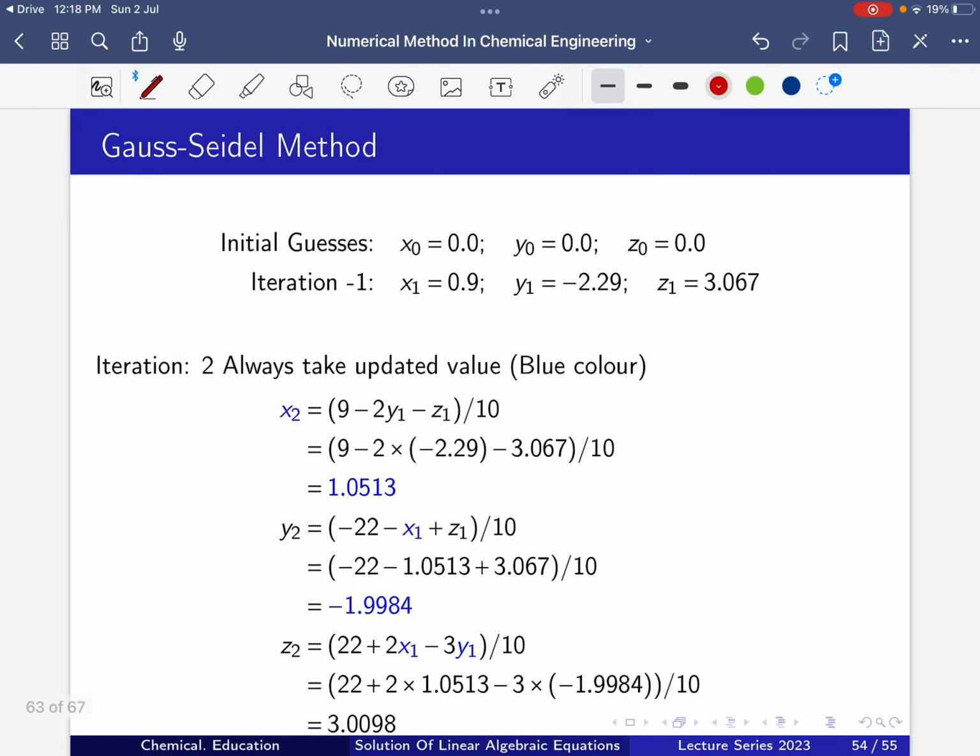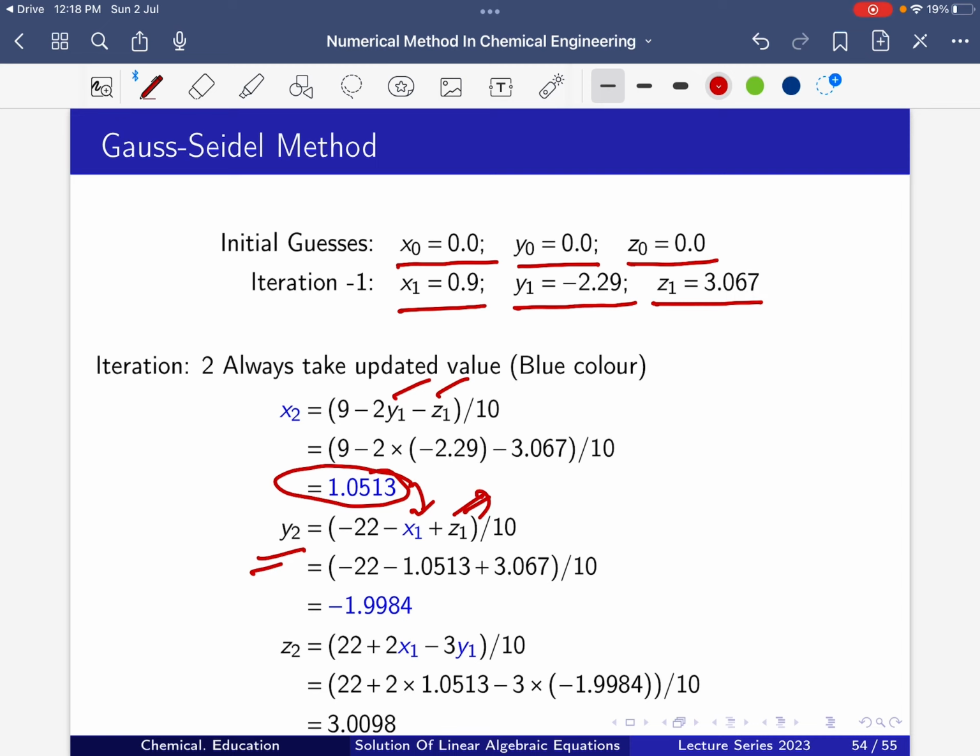You can see the initial guess is x0 is 0, y0 is 0 and z0 is 0. x1 is 0.9, y1 is minus 2.29 and z1 is 3.067. Similarly for the second iteration, for x2 we use the y1 and z1 values, and we get 1.0513. For the y2 calculation, we take the updated x1 value, and z1 is the iteration number 1 value. After putting these in, we get y2 equal to minus 1.9984. Now with the updated x2 and y2 values, when we calculate z2 we use the updated values: (22 plus 2x minus 3y) by 10. So we get z2 equal to 3.0098.